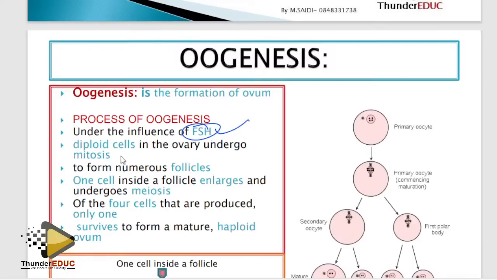The diploid cell in the ovary undergoes mitosis so that they form the numerous follicles. Only one cell inside the follicle enlarges. You understand? Which undergoes meiosis. And then 4 cells are produced, only one survives. And how do we call that one which survives? We call it a haploid ovum. Done.